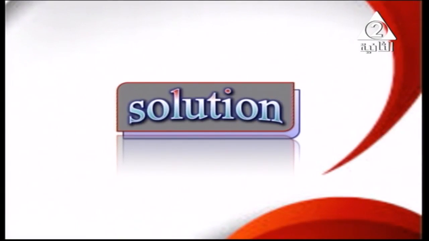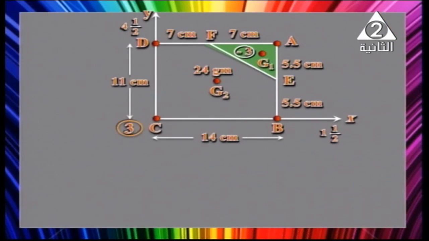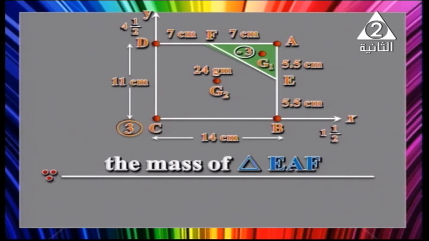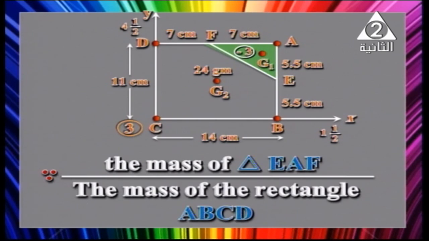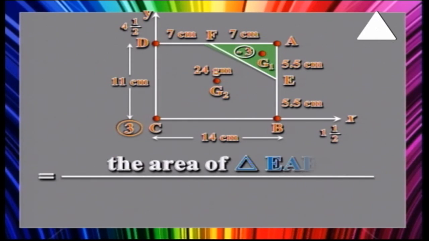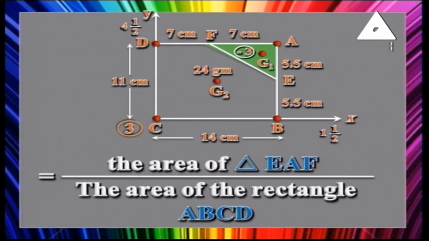My dear student, look at ABCD as a rectangle. Point G2 is the center of gravity, the intersection of the two diagonals. If we divide the mass of triangle EAF over the mass of the rectangle, we find that it equals the area of the triangle over the area of the rectangle. What do you deduce? The mass of the triangle over the mass of the rectangle equals the ratio between the area of the triangle and the area of the rectangle.